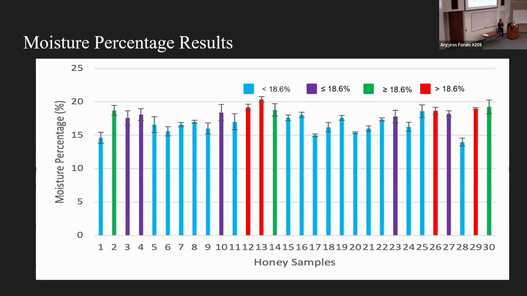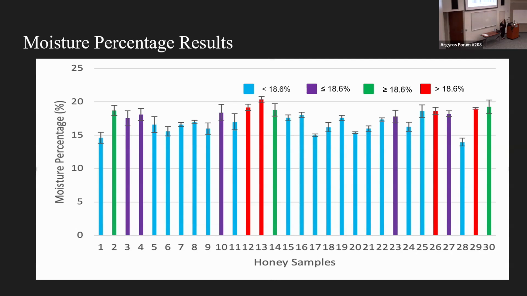But as we move on to results, these are my honey moisture percentages. So the ones in light blue are what I measured to be under 18.6%. And as I mentioned earlier, 18.6% and below is required for USDA. I also calculated the standard deviation, and that was also under 18.6%. So I'm confident in saying that these honeys in blue are at the required moisture percentage.